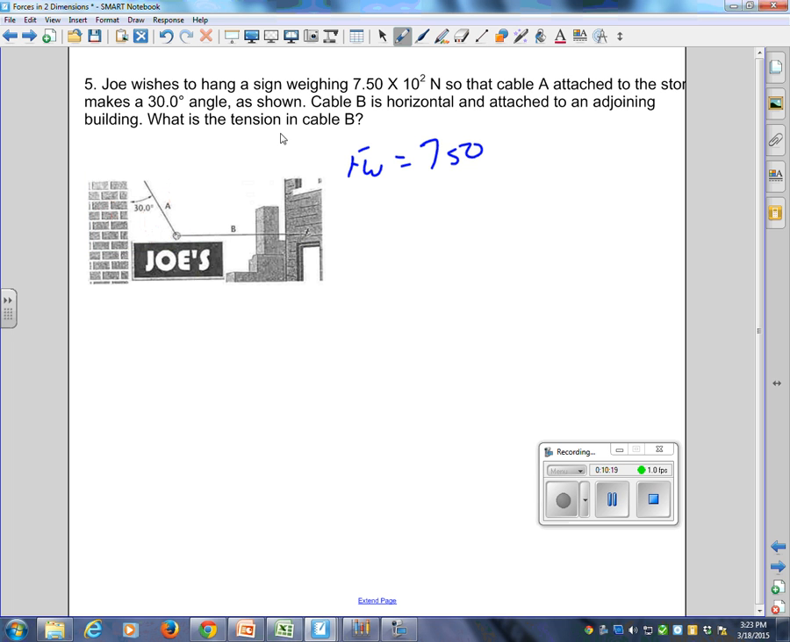Okay. Tx, Ty, oh not Tx, sorry, just T. Tx, Ty, right? What does Ty equal? 750 newtons. How do you know? The sign's not going down. There's only one vertical component that's holding the sign up, and that's Ty. Do we need to find Ty? No.